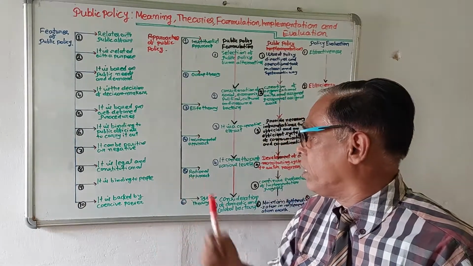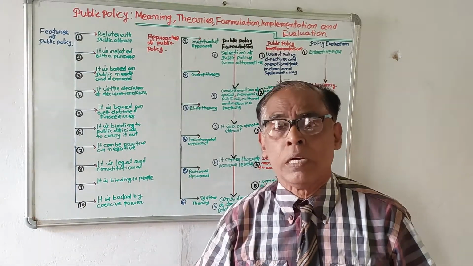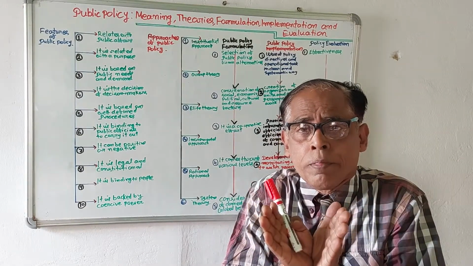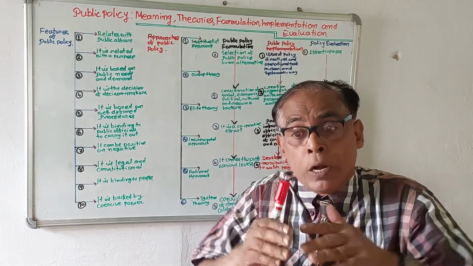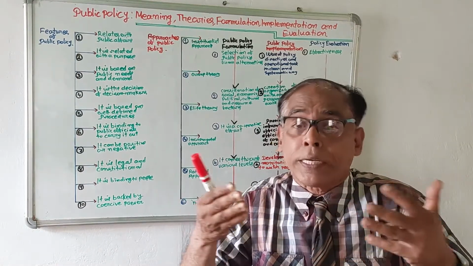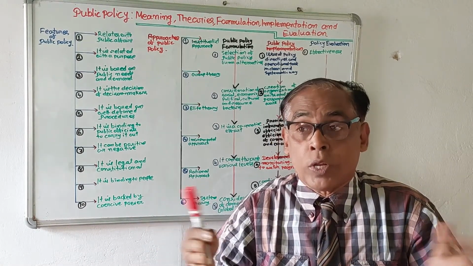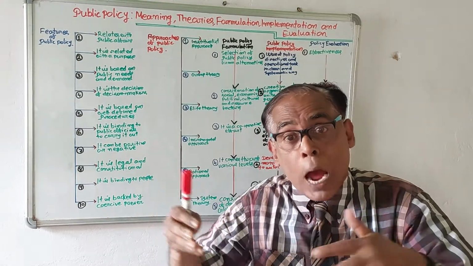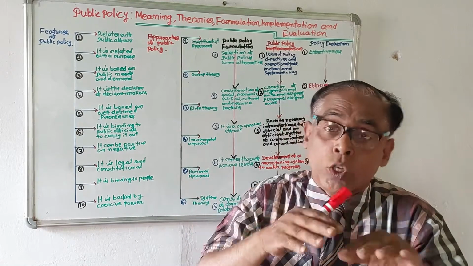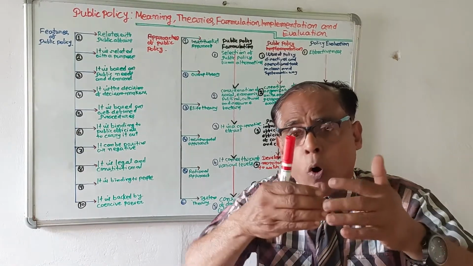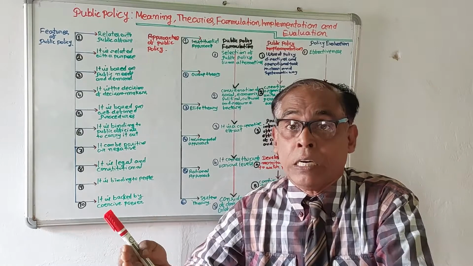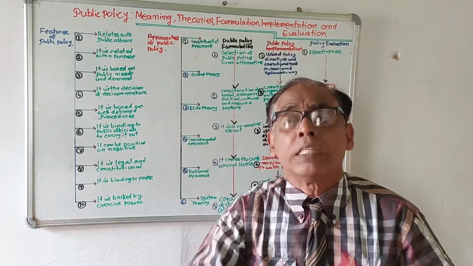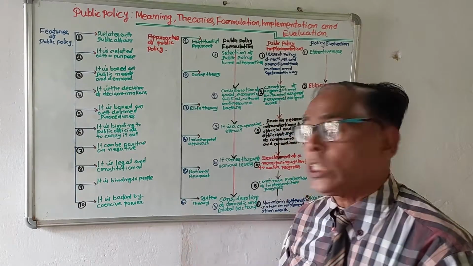Then number 5, rational approach. The rational approach says that whenever a public policy is prepared, different alternative public policies have to be taken into account. Whenever a particular public policy is made, its alternatives have to be considered. The pros and cons, merits and demerits of all these policies have to be weighed. After that, the best policy has to be chosen. This is the rational approach.